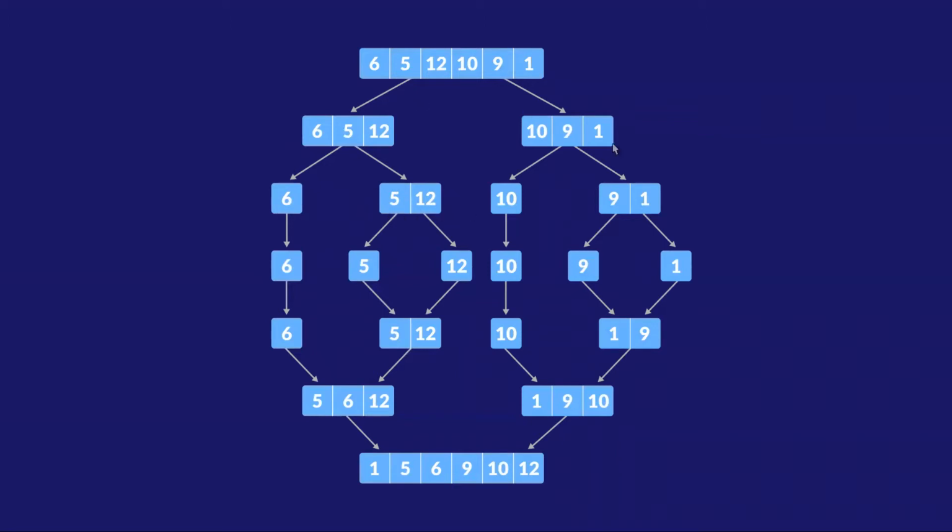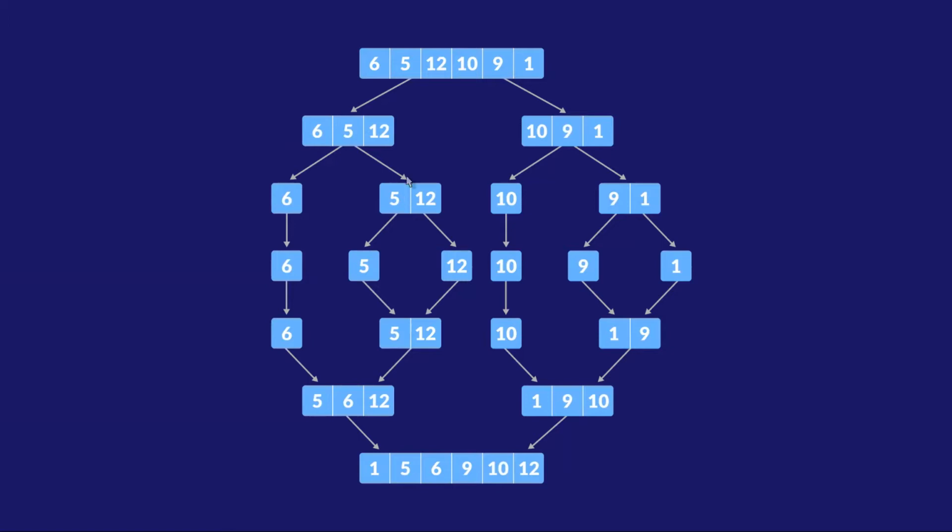And similarly on the right side, 10, 9, 1 will be split into two groups, 10 and 9 comma 1. 10 is one group and 9 comma 1 is another group. So now again we do the same thing until we have single elements in each group. So we keep dividing until each subgroup has only one element in it.